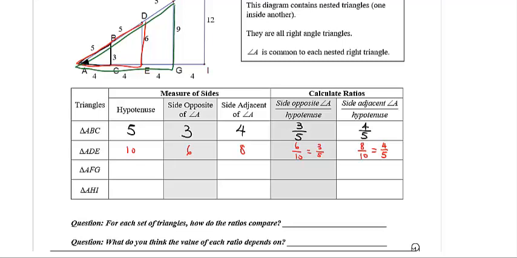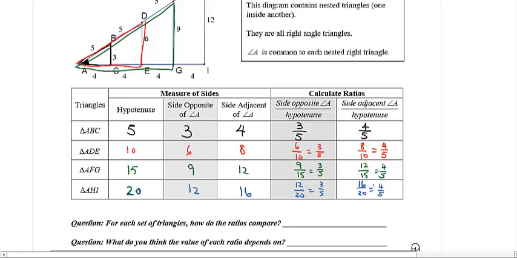I guess you're back because you want the answers. So here we go. 15, 9, 12. 9 over 15, which happens to be 3 over 5. And 12 over 15, which happens to be 4 over 5. And then finally the last one, 20, 12, and 16. 12 over 20, which happens to be 3 over 5. 16 over 20, which happens to be 4 over 5.